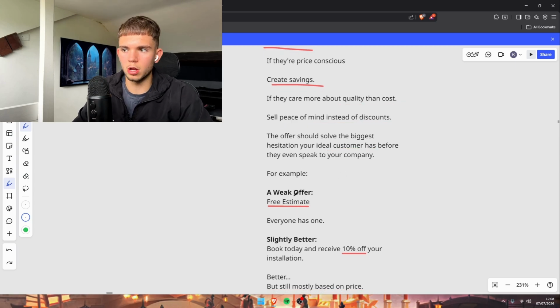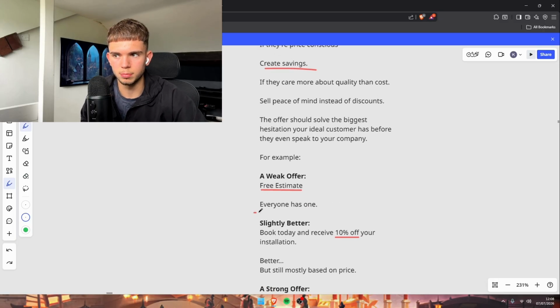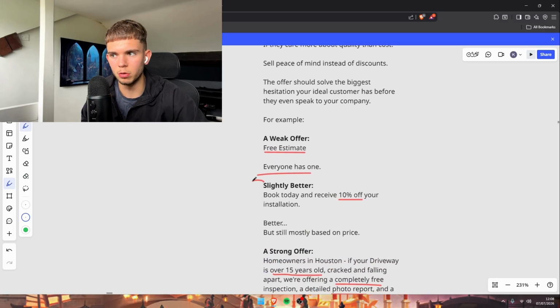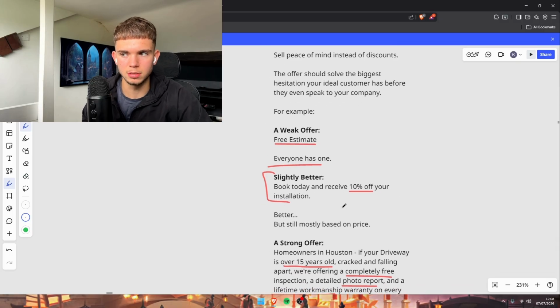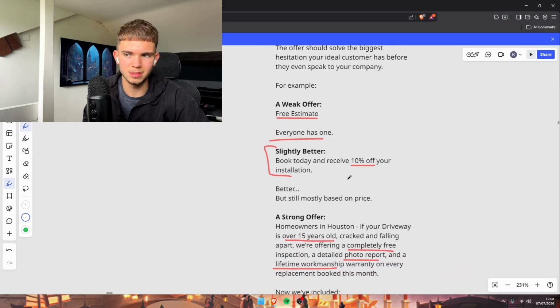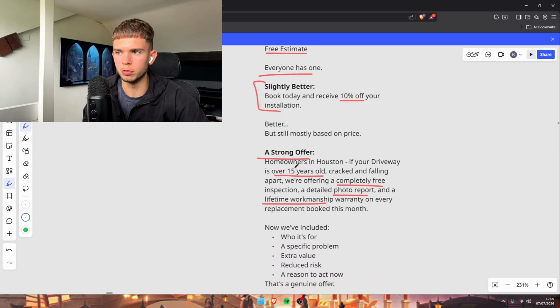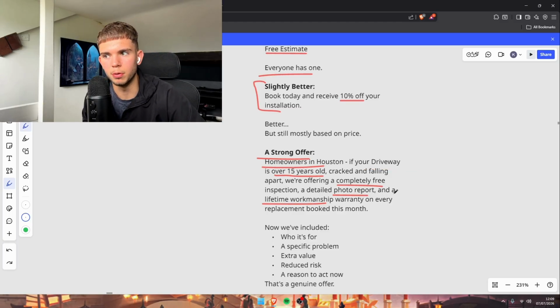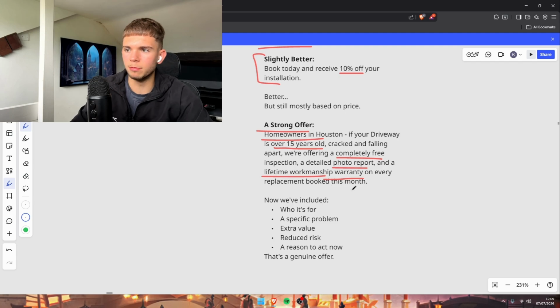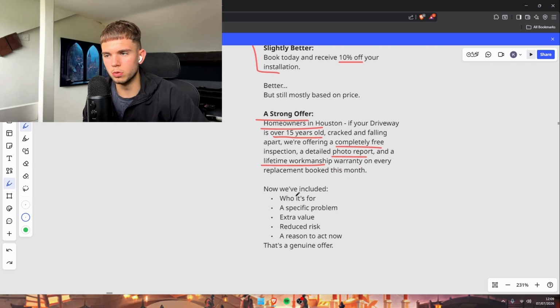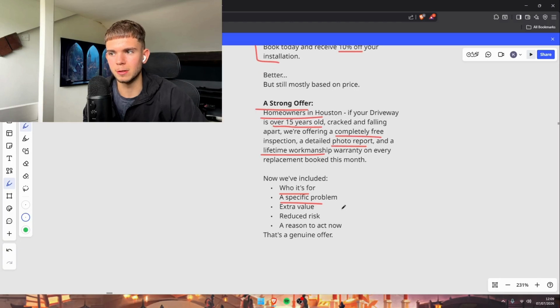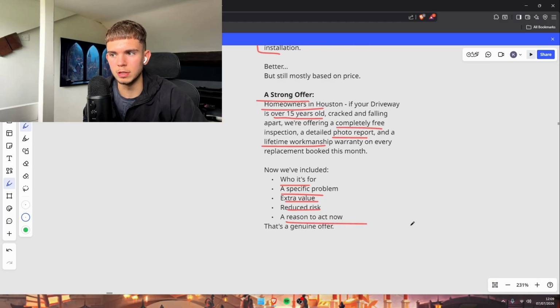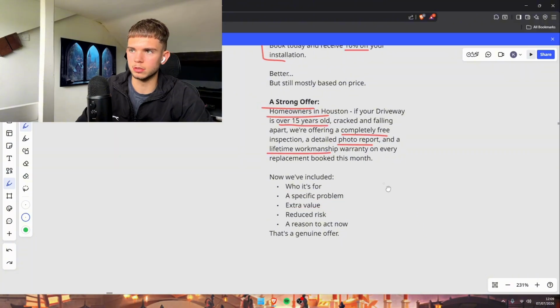For example, a weak offer would be free estimate, because everyone has one, and a slightly better offer might look like this. Book today and receive 10% off your installation. It's okay. It's mostly based on price, and so a strong offer would look like homeowners in Houston. If your driveway is over 15 years old, cracked, and falling apart, we're offering a completely free inspection, a detailed photo report, and a lifetime workmanship warranty on every replacement booked this month. So we've included who's it for, a specific problem, extra value, reduced risk, a reason to act now, and that is what a genuine offer is, right?